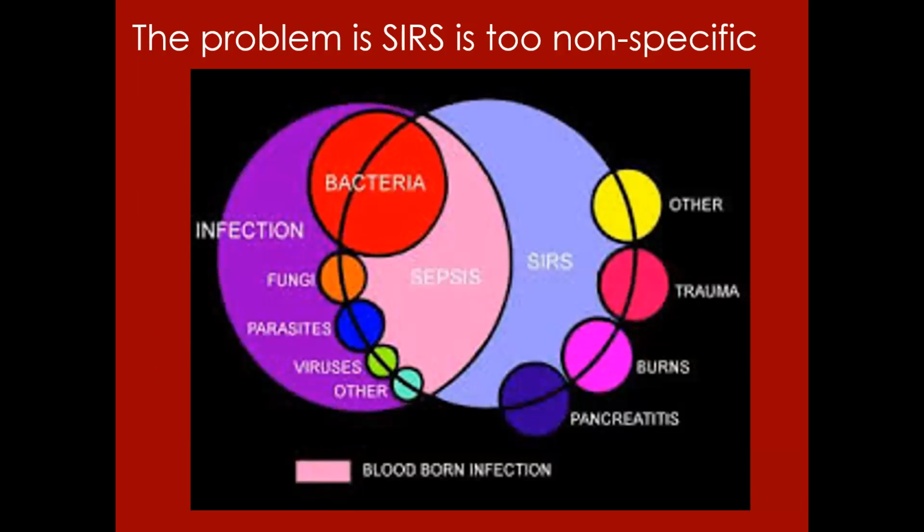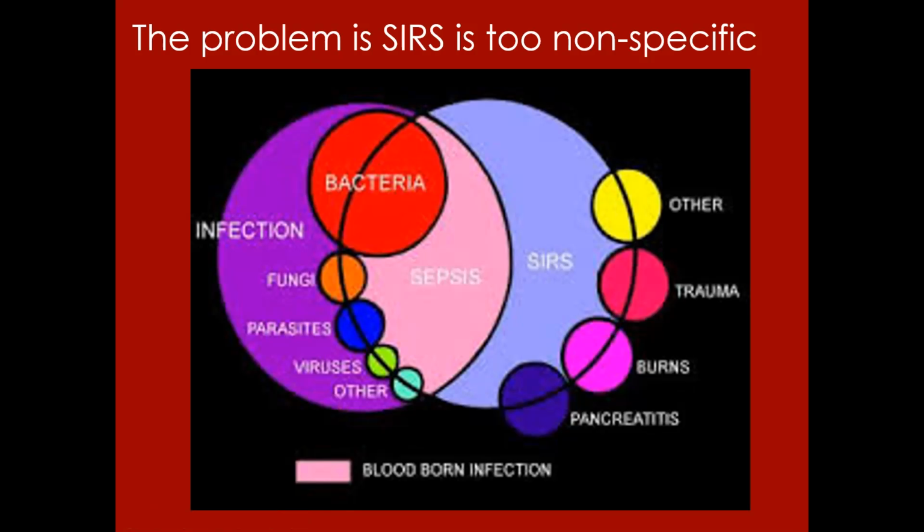Somebody created this very helpful graphic for you to understand that trauma, burns, pancreatitis, and many other diseases cause you to be SIRS positive. And you can see here that in the sepsis ball, there's tons of different kinds of infection that are missed by the SIRS criteria. So really it only captured about half to even a third of these sepsis patients.